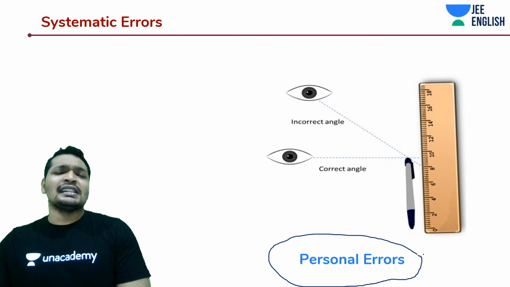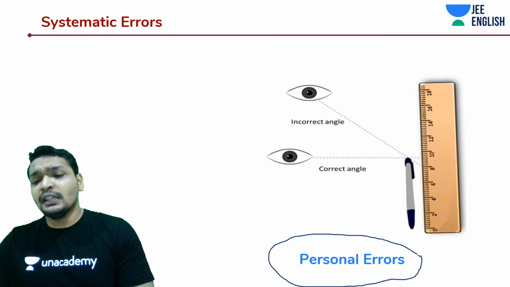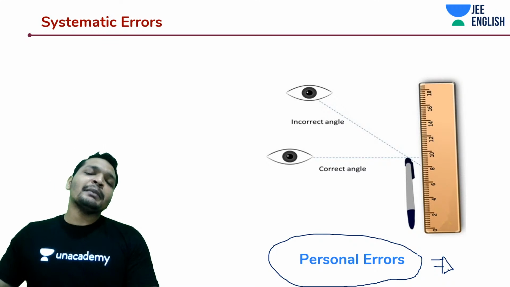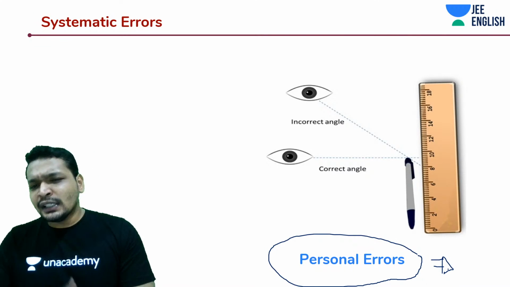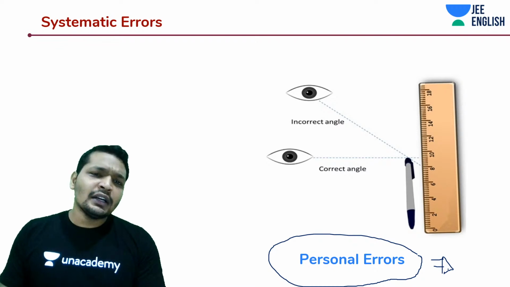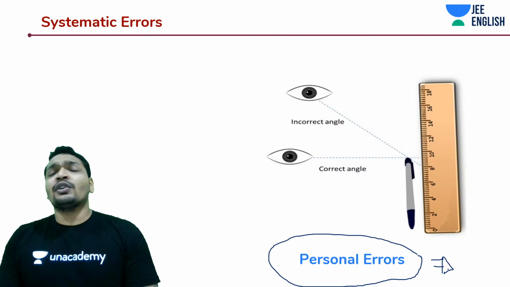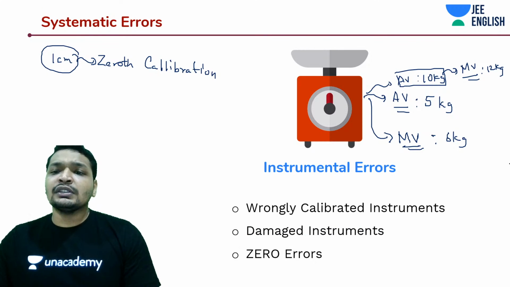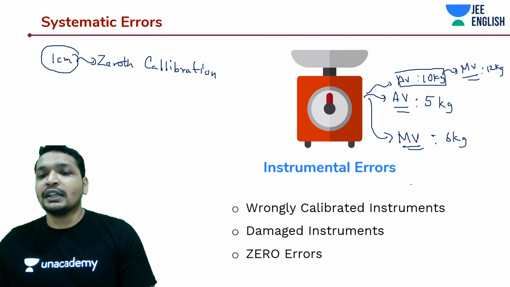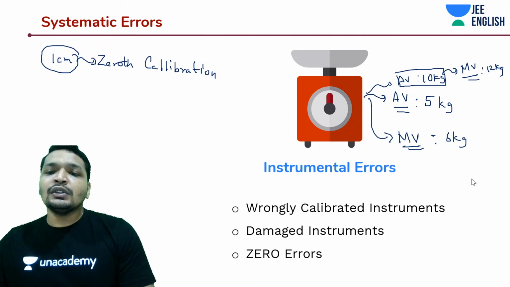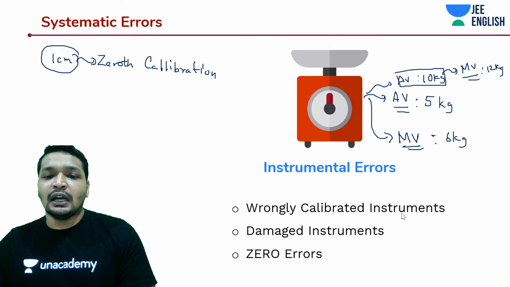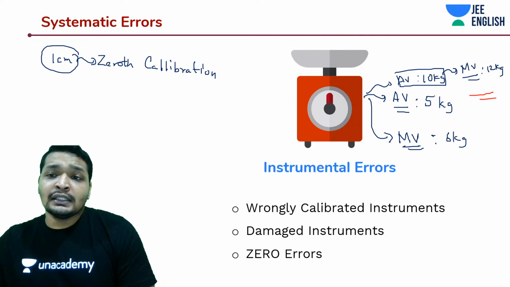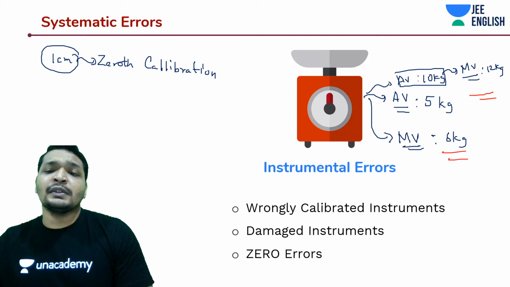Generally speaking, they also tend to shift your reading in one direction. What do I mean by shifting your reading in one direction? In parallax error, it's going to be a little different. But think about a case where you're weighing. We had this weighing machine, right, where it was always measuring some extra kgs instead of what it should have been measuring. That is a kind of error that happens every now and then, like instead of 10 kg it is measuring 12 kg, instead of 5 kg it is measuring 6 kg.